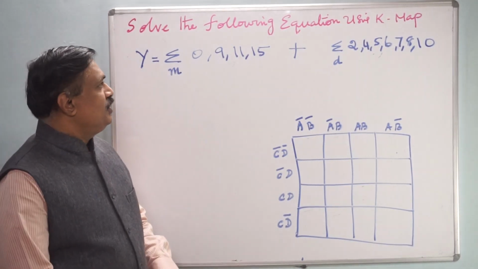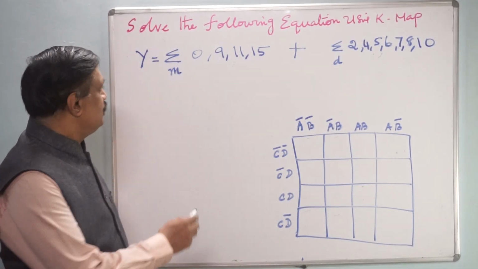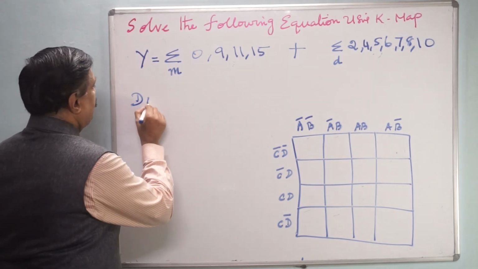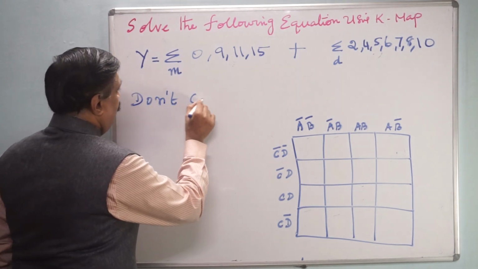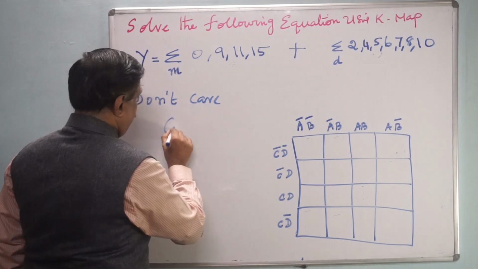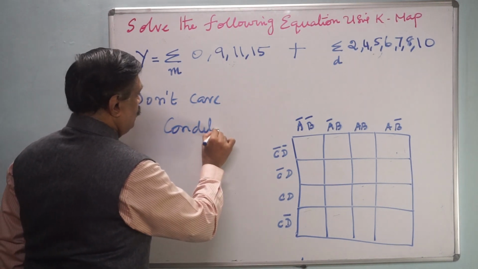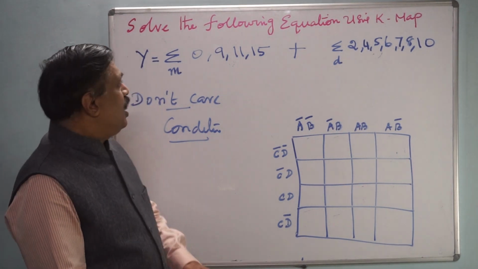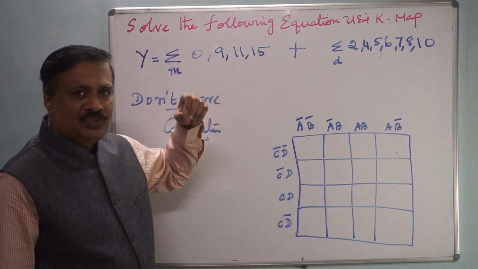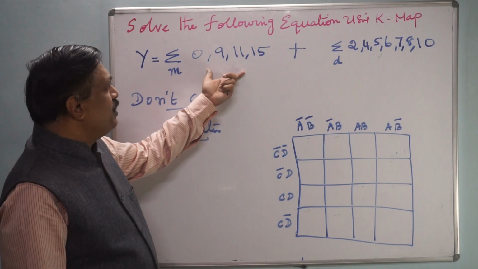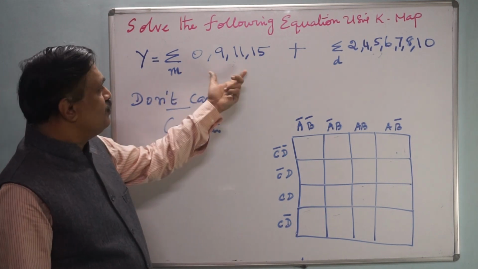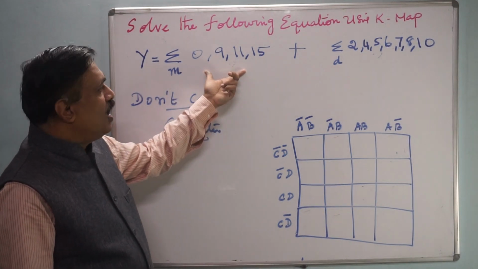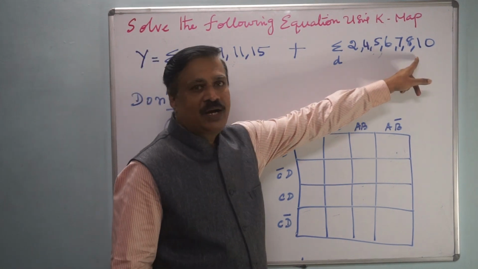Today we are going to see a different concept called the don't care condition. Don't care condition means that usually, for solving an equation, they will give minterms, something like this. And here they have given some additional terms.